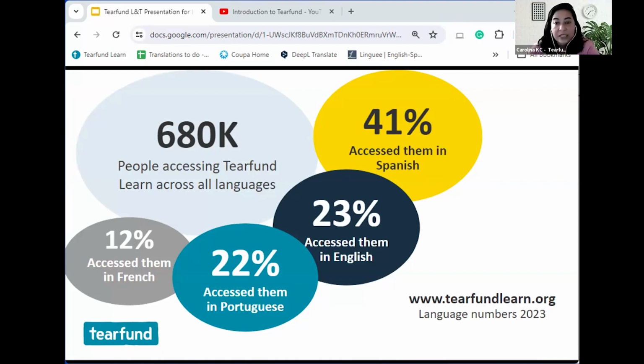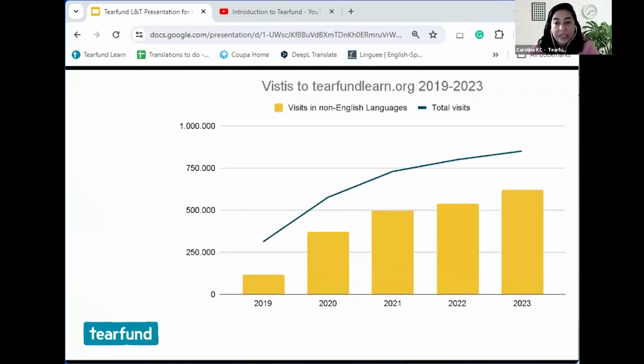And just briefly, I want to share with you the progression that we have seen in terms of language. So we have seen a constant growth since 2019 of total visitors to our website, but the growth has been mainly in languages other than English. So when we started with the new analytics system of Google, in 2019, 58% of people accessed our website in a language different from English. Last year, that number was 73%. So we went from 58% in 2019 to 73% of people accessing our website in languages other than English.